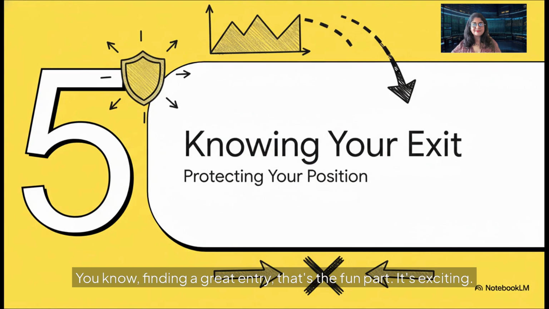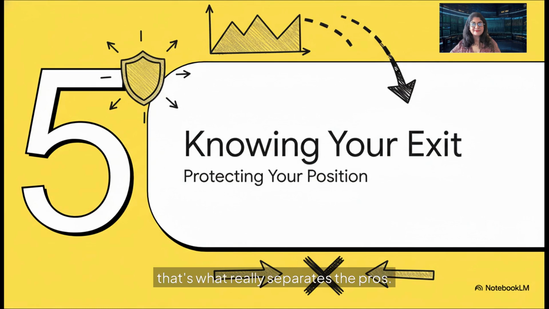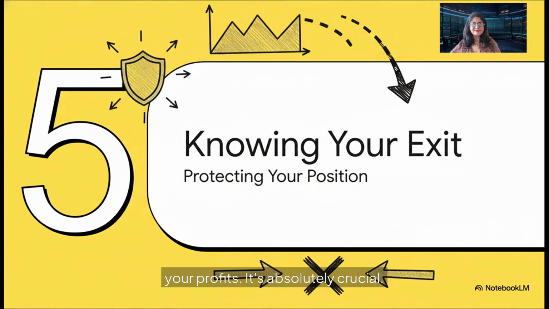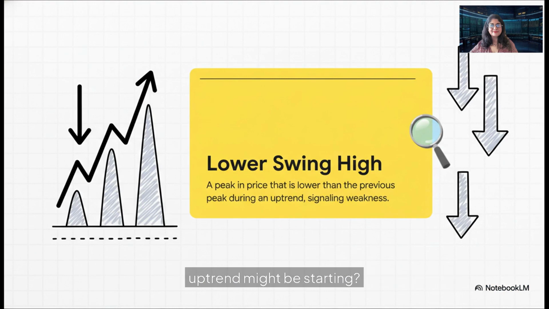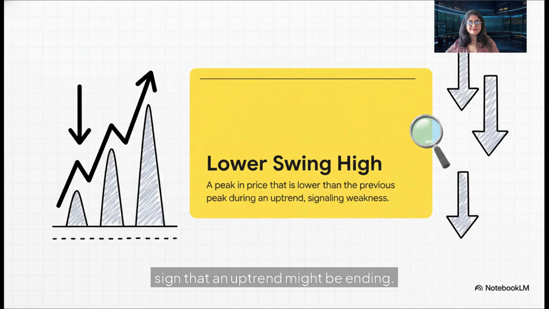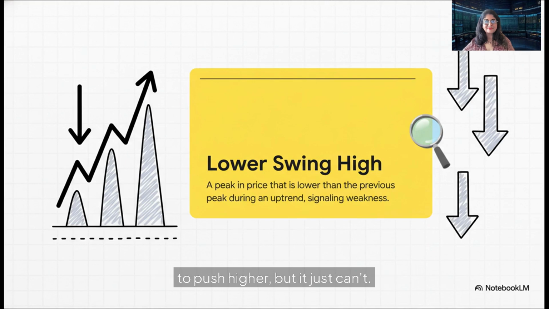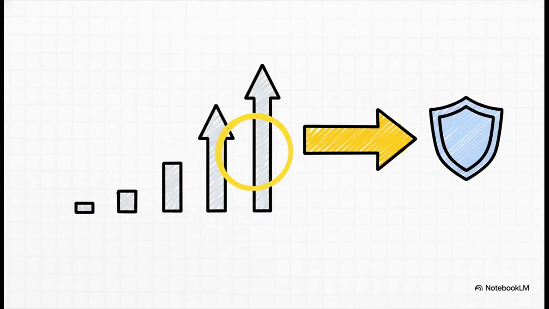Finding a great entry, that's the fun part. It's exciting. But knowing when to get out, that's what really separates the pros. Your exit strategy is how you protect your capital and lock in your profits. It's absolutely crucial. So remember how a higher bottom was our signal that an uptrend might be starting. A lower swing high is the opposite. It's the first warning sign that the uptrend may be ending. It's that moment where the price tries to push higher, but it can't. It stalls out below the previous peak, telling you buyers are getting tired.